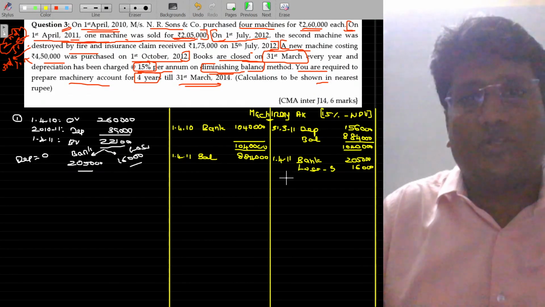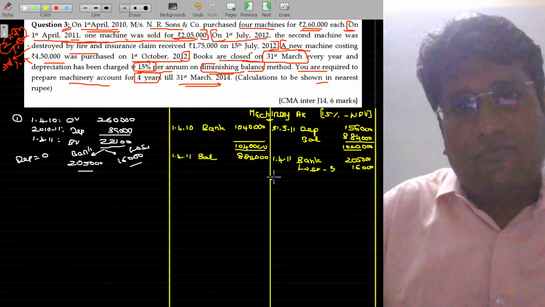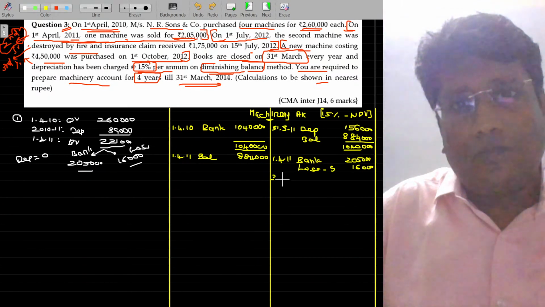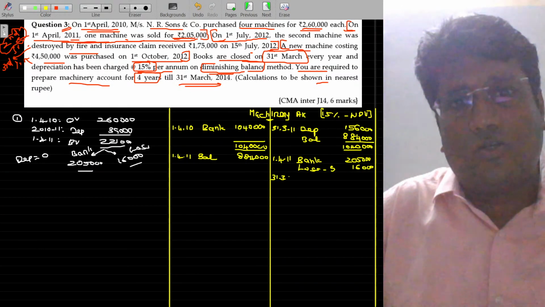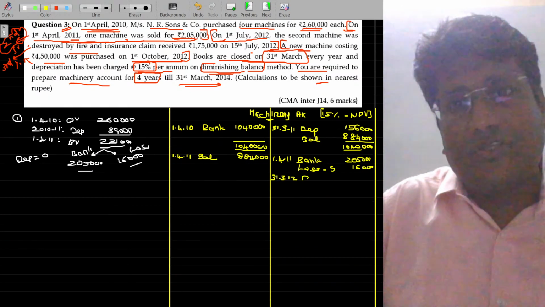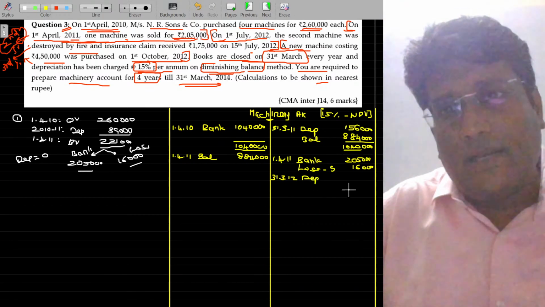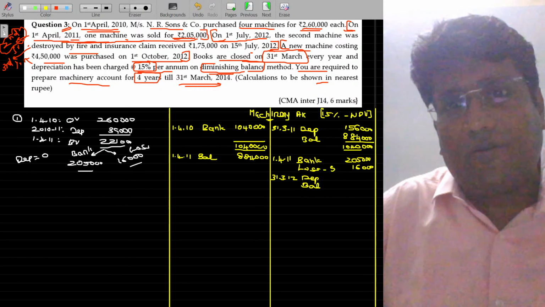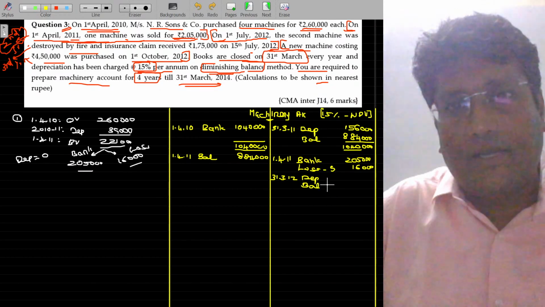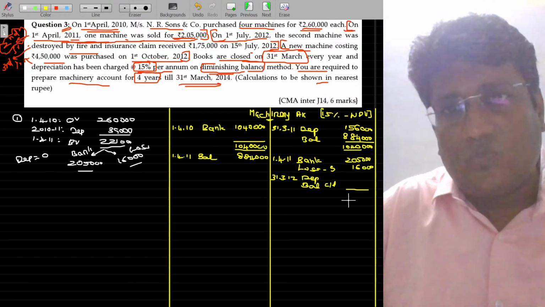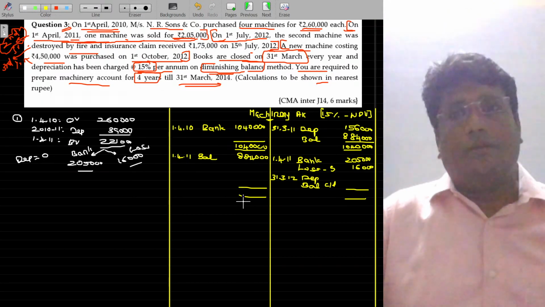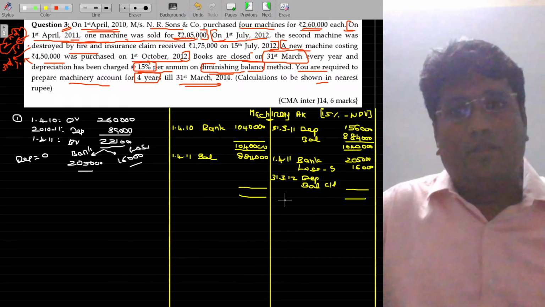Now we have to find out the depreciation for the year end 31st March 2012. Depreciation. How do I get the depreciation? Not only depreciation, after the depreciation I will be getting the balance carried out. Balance carried out. Clear? Now, come on, get me the depreciation here.